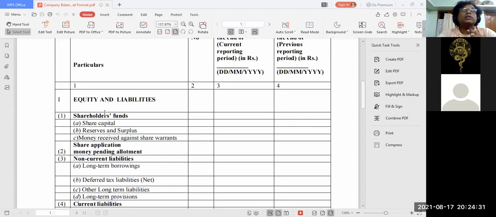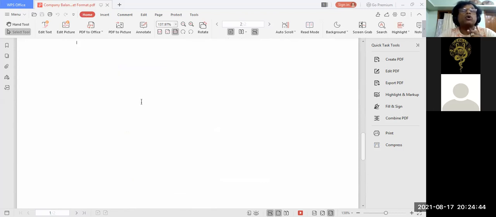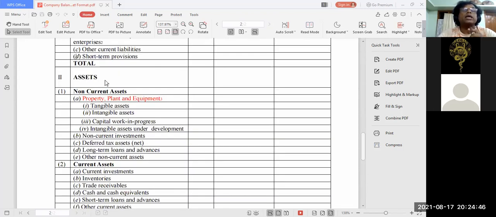And first it will be equity and liability. This is the heading, and there are two broad headings. Let me show you that below. There are two broad headings, dear students. The second heading is asset. Second heading is C, number 2, asset. So under asset, there is non-current asset and current asset. And under the non-current asset, these are the items. Under the current asset, these are the items.